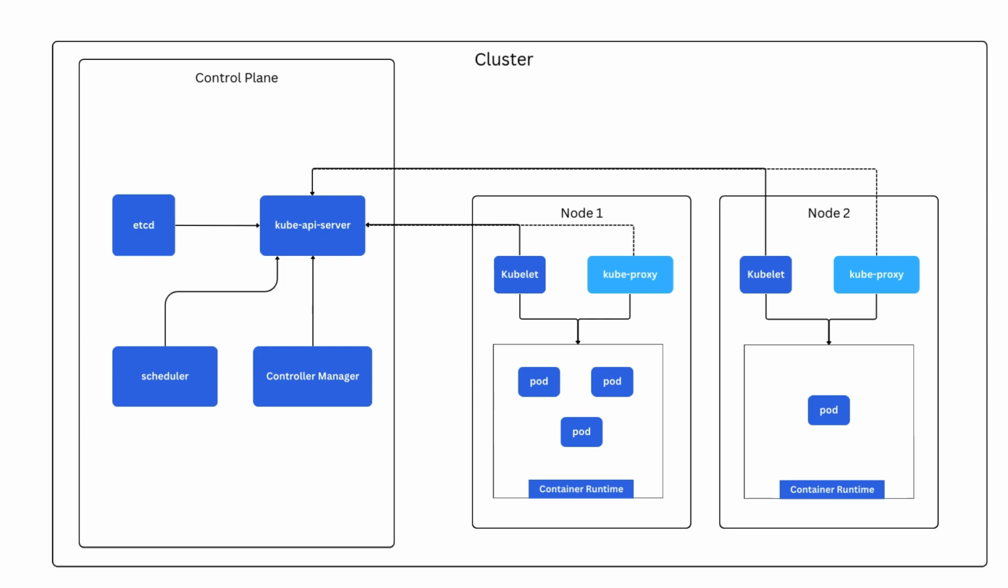Together, the control plane and nodes create a robust system that automates the deployment, scaling, and management of containerized applications. This architecture allows Kubernetes to self-heal by restarting failed containers, scaling based on traffic, and rolling out updates seamlessly. That's it about Kubernetes architecture.